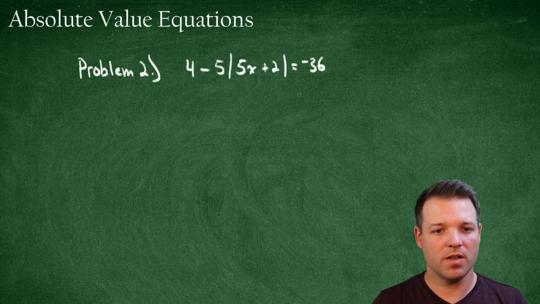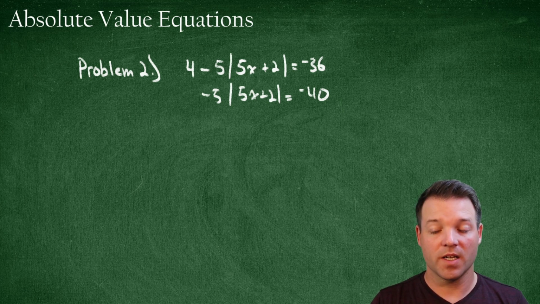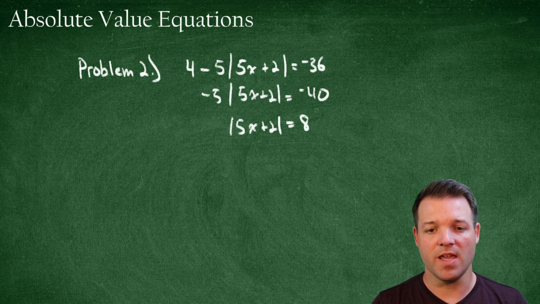Next problem here is a little bit more complicated. So let's go ahead and do step 1, which is isolate. I'm going to first subtract 4 from both sides. So I am left with -5 times the absolute value of 5x plus 2 is equal to -40. I'm going to divide both sides by -5. So we get the absolute value of 5x plus 2 is equal to +8. Right? -40 divided by -5 is +8.